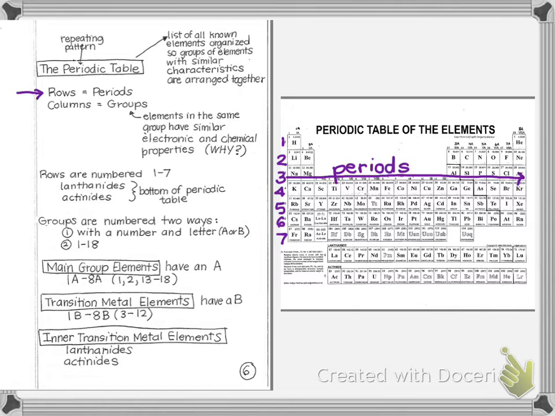Then, if you think about it, we also have columns. So if I drew a column right here, okay, so that's a column going up and down, and we call the columns groups. Sometimes they can be called families, but in general, a little more modern is groups. And when we look at the groups, one thing that's kind of cool about them is that the elements in the groups, how it was organized, have similar chemical properties. And we won't learn about why in this section, but later in the chapter we'll learn about why elements in the same group would have similar electronic and chemical properties.